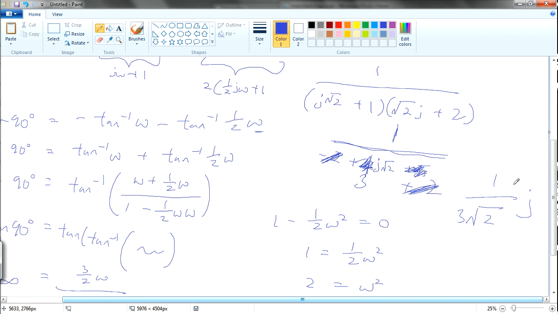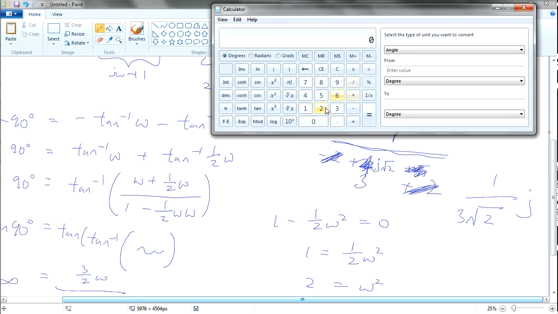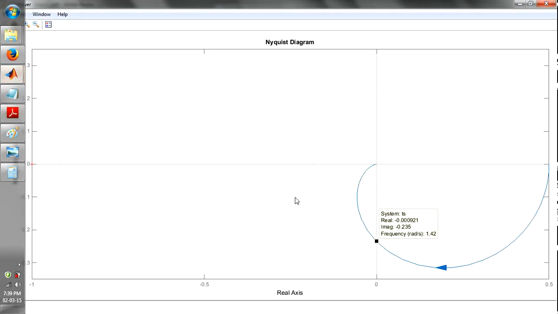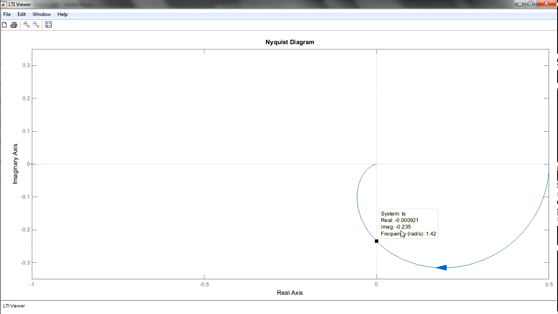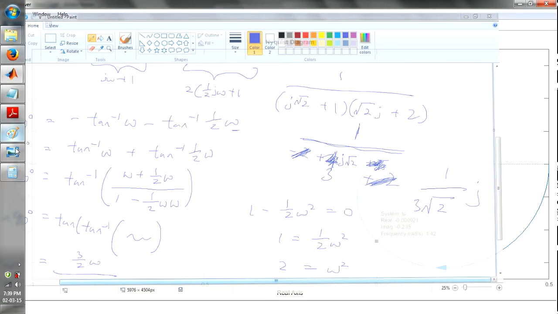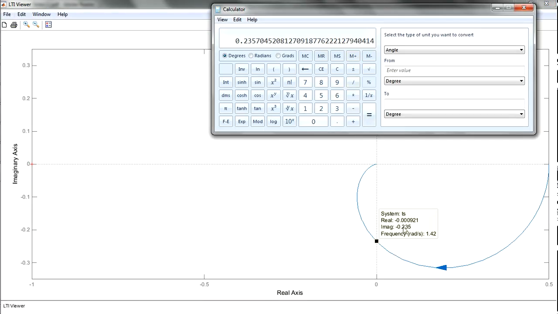Okay. So just now, as you know, square root 2 is 1.414. If I times 3, it is 4.2426, right? So 1 divided by 4.2426, I have 0.2357. Okay, I have this value over here. So therefore, if you check back this thing, it's actually 0.235. Okay, it's the same value, 0.235.